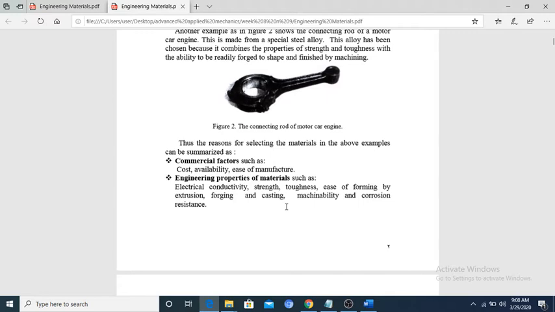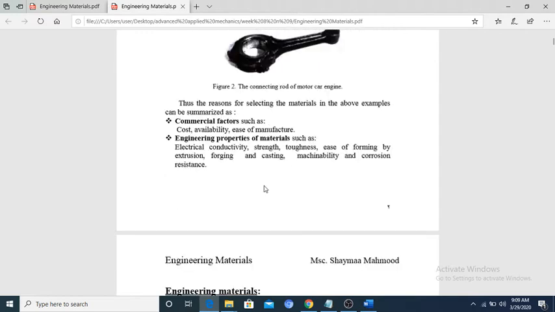The reasons for selecting the materials in the above examples can be summarized as: first, commercial factors such as cost, availability, ease of manufacture. And second, engineering properties of materials such as electrical conductivity, strength, toughness, ease of forming by extrusion, forging and casting, machinability and corrosion resistance. Right? So you can go through this.